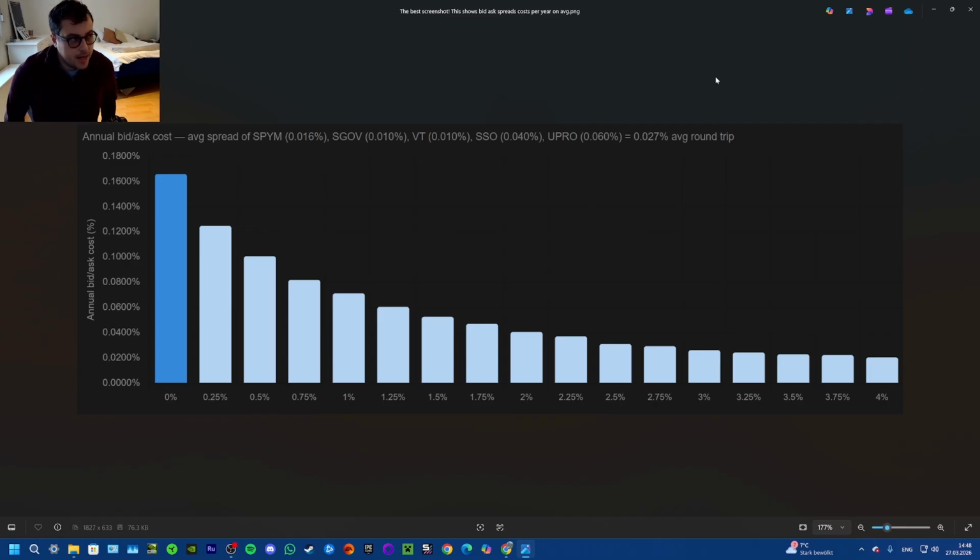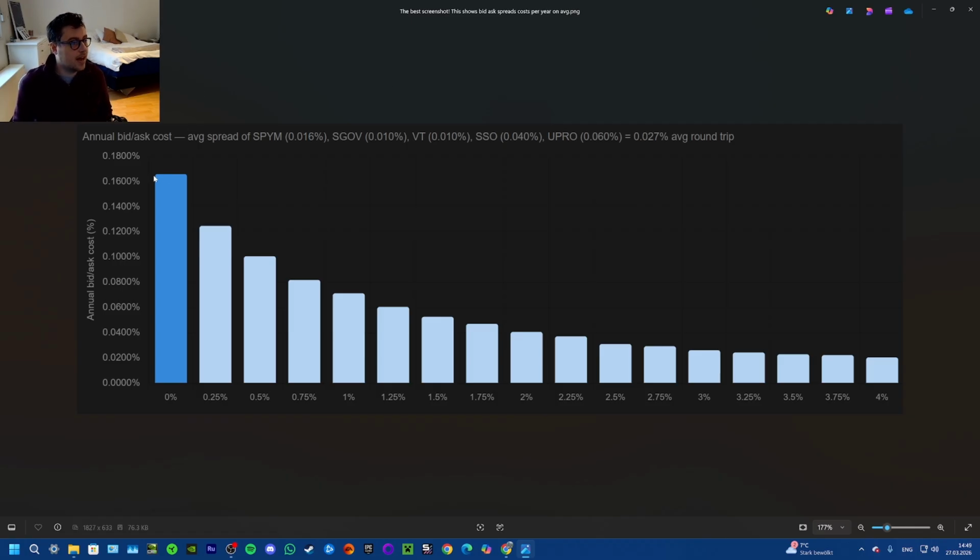So to demonstrate that point, I've included this chart here, and this shows the theoretical annual bid-ask spread cost. I use SPYM because it's very liquid and it has a low expense ratio. I use SGOV for cash positions, VT, SSO, UPRO. And on average, these are the bid-ask spreads when they're liquid during market hours. So that means that every time you buy and sell SPYM, you're losing 1.6 basis points. And every time you buy and sell UPRO, you're losing 6 basis points, which adds up very quickly if you're trading 6, 7, 8 times a year.